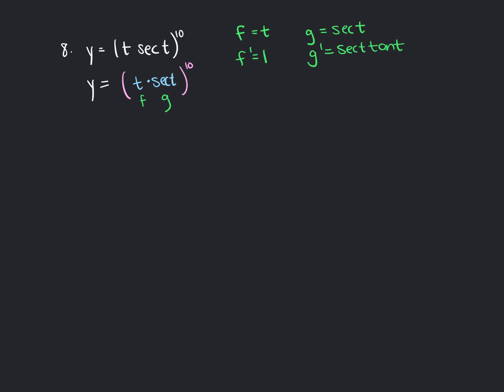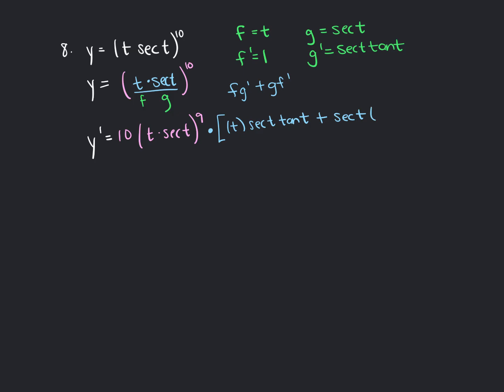All right, and we're ready to use our rule. So y prime, we're going to start with the chain rule. If I bring the 10 out front, I'm going to have 10 times t secant t to the power of 9. And then I'm going to multiply that by the derivative of the inside of the function. Well, that is my first times derivative of the second plus second times derivative of the first. So we're going to have t times secant t tangent t plus second, which is secant t, times derivative of the first, which is 1.